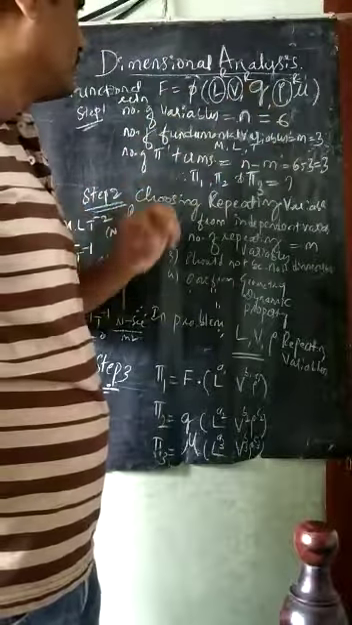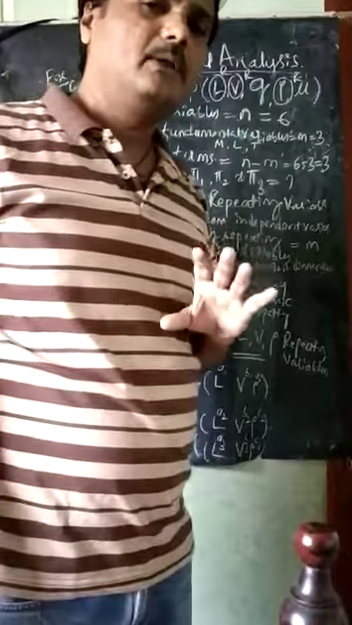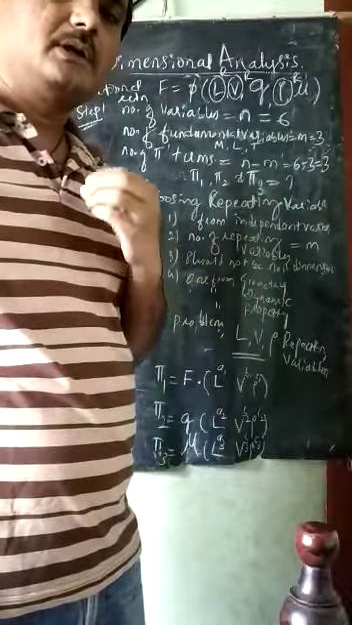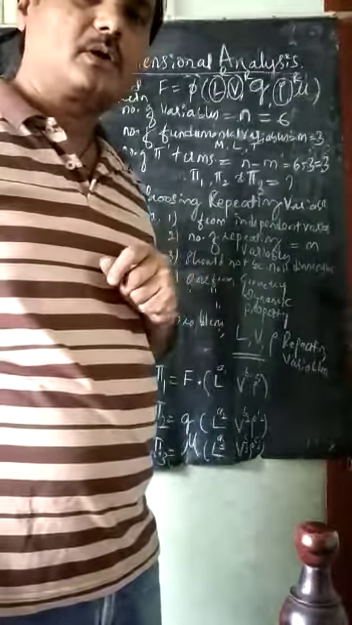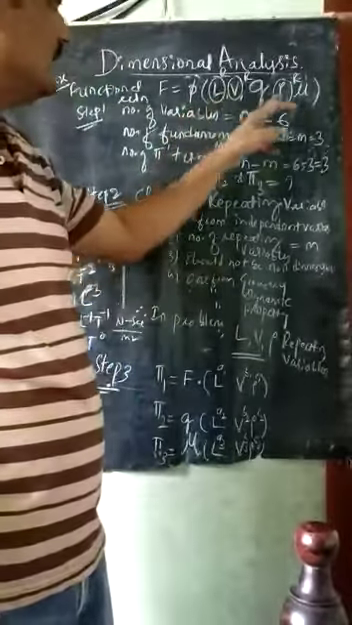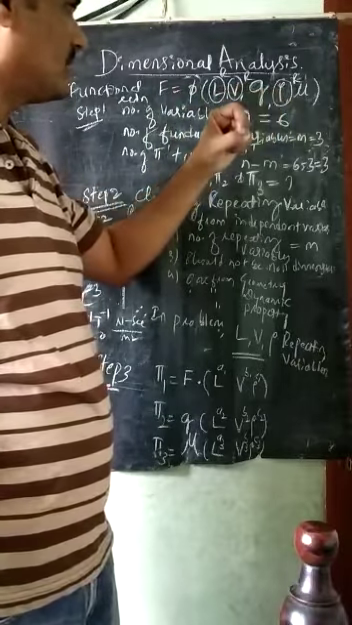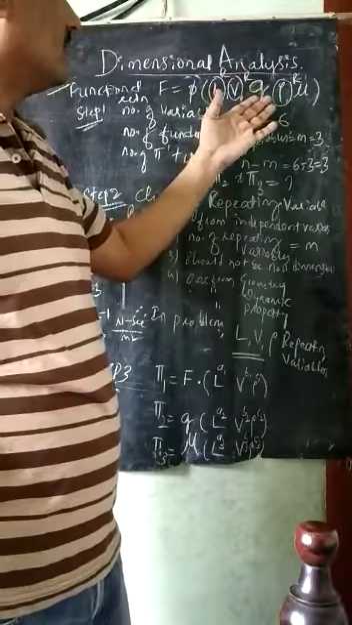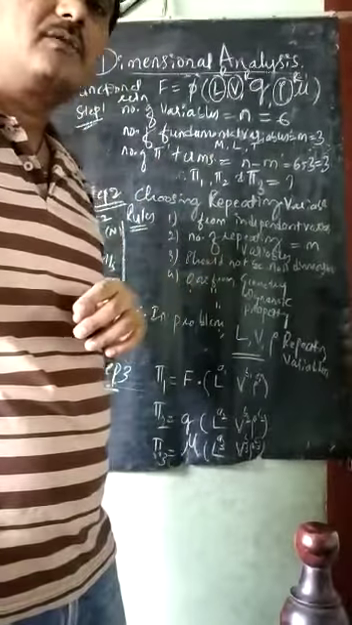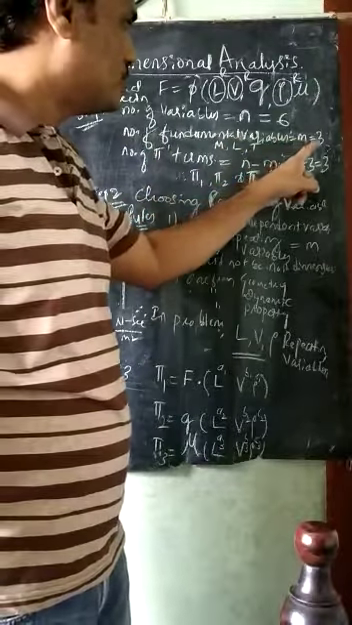Therefore, n is equal to 6, the total number of variables. Next, the number of fundamental variables. Fundamental variables means whether mass is present or not in the variables, whether time is present or not, whether length is present or not. All these three are present in these variables. Length L is present here, density with unit kg per meter cube is present, and mass, length and time are present in the velocity, because the unit of velocity is meter per second. Therefore the number of fundamental variables, that is m, is equal to 3.